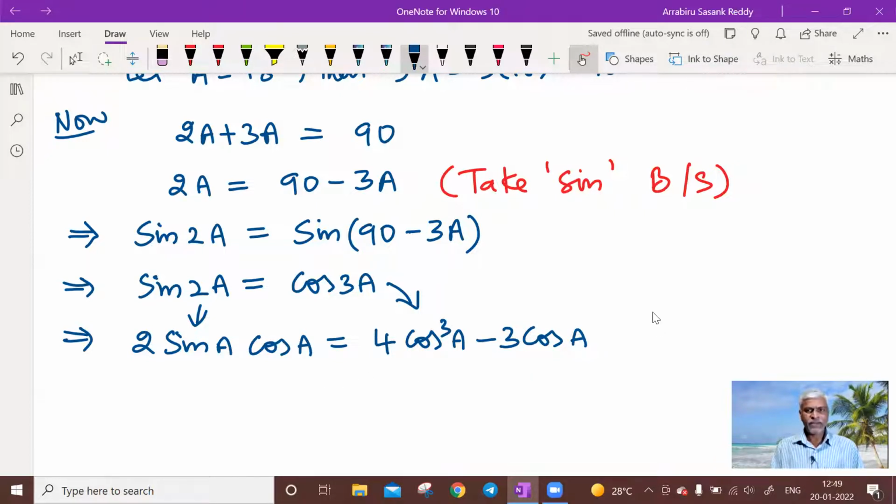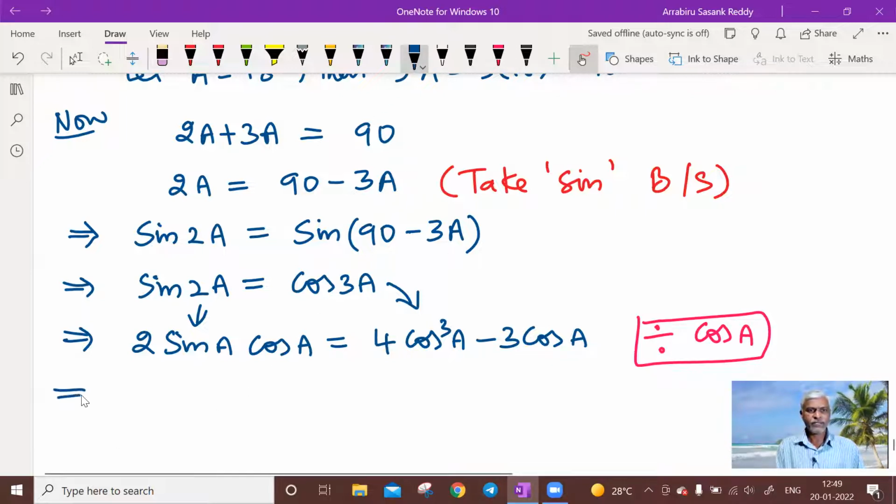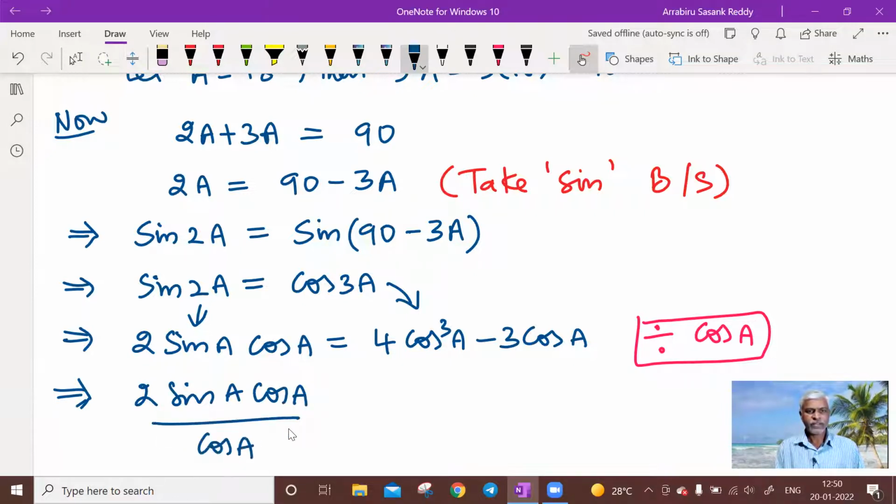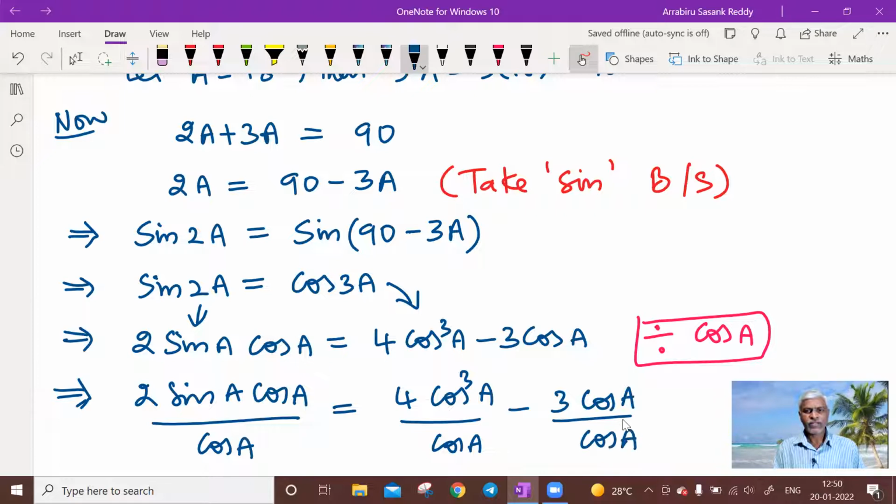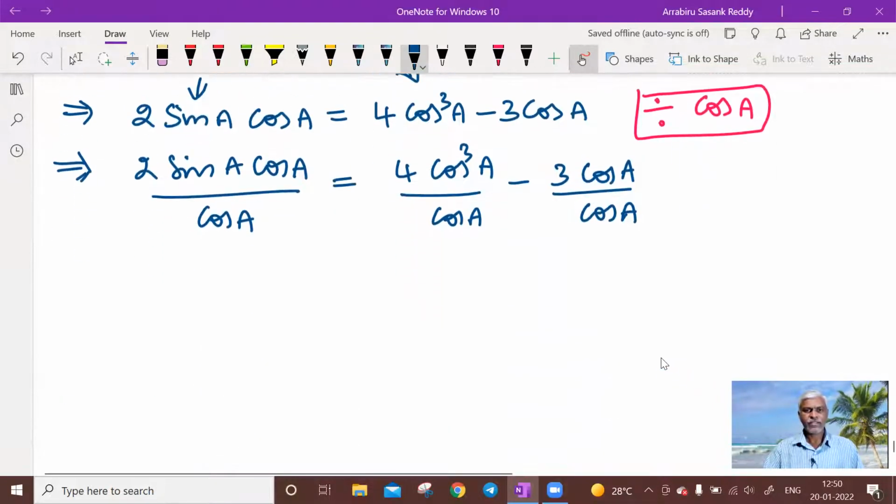Now dividing with cos theta. So divide both sides, all the terms with cos A. So dividing with cos A, 2 sin A cos A by cos A, 4 cos cube A by cos A minus 3 cos A by cos A. I am dividing all the terms with cos A.